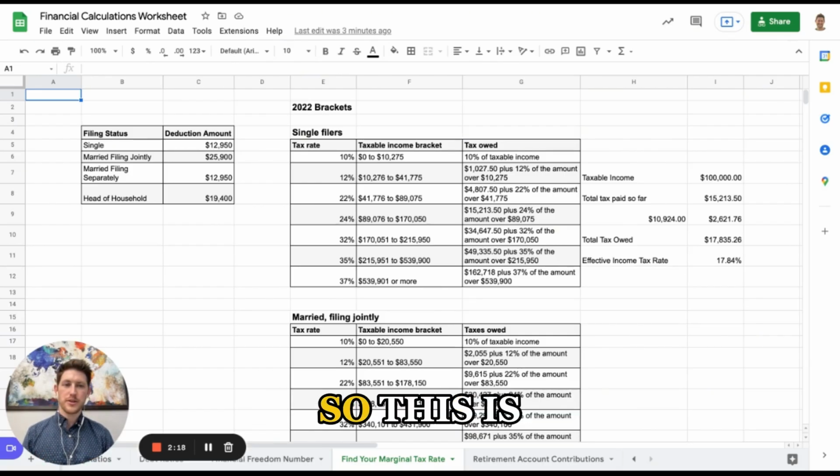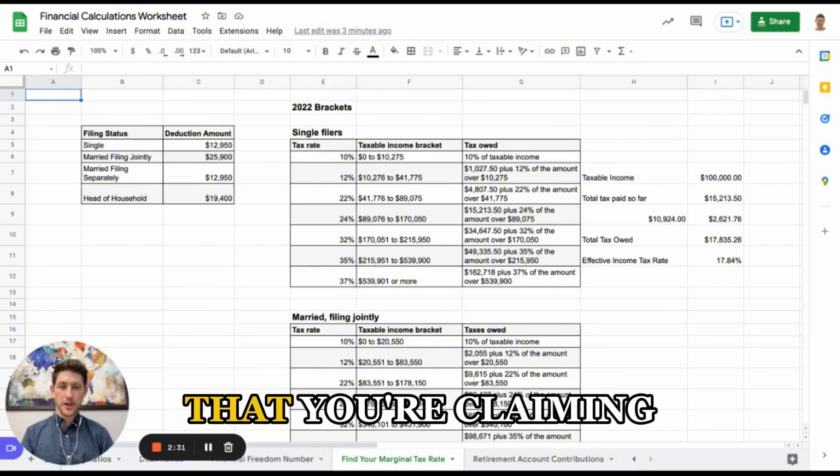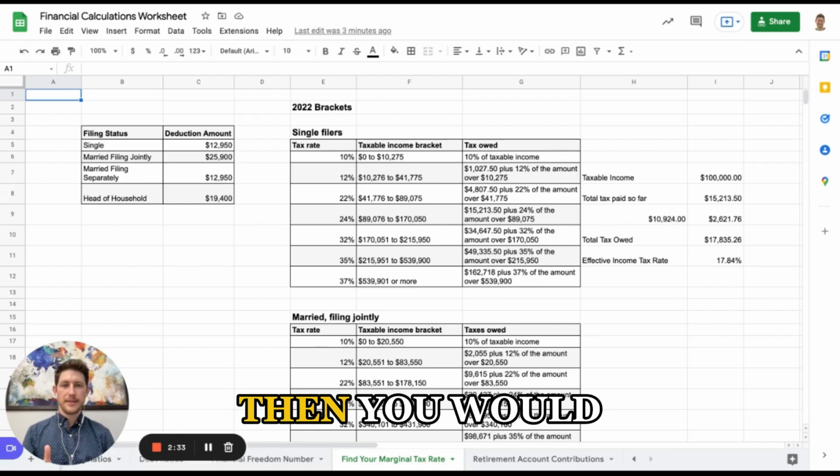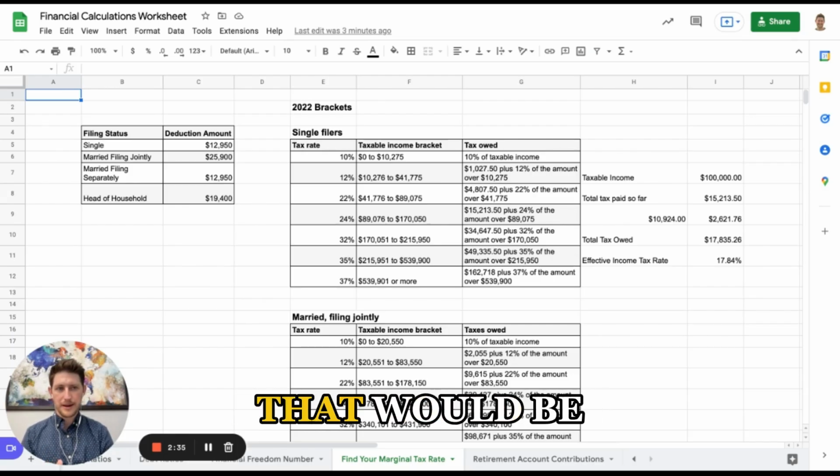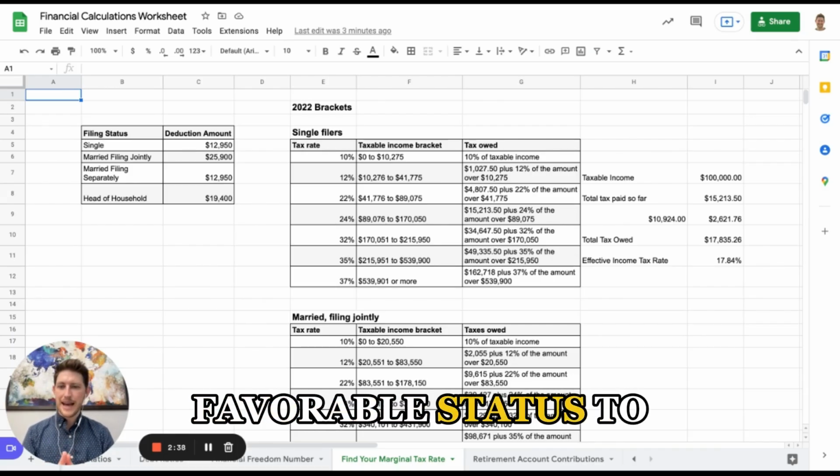And then head of household. So this is if you are single, right? You're not married. So you could be divorced or maybe a widow or widower. You're single, but you do have dependents. So if you're divorced, but you have kids that you're claiming as dependents on your return, then you would file head of household. Okay. That would be probably the most favorable status to file under.